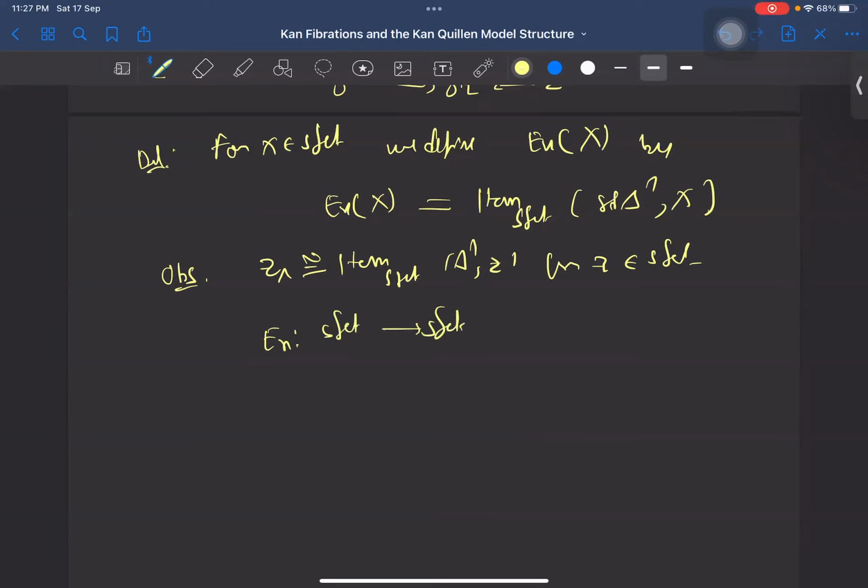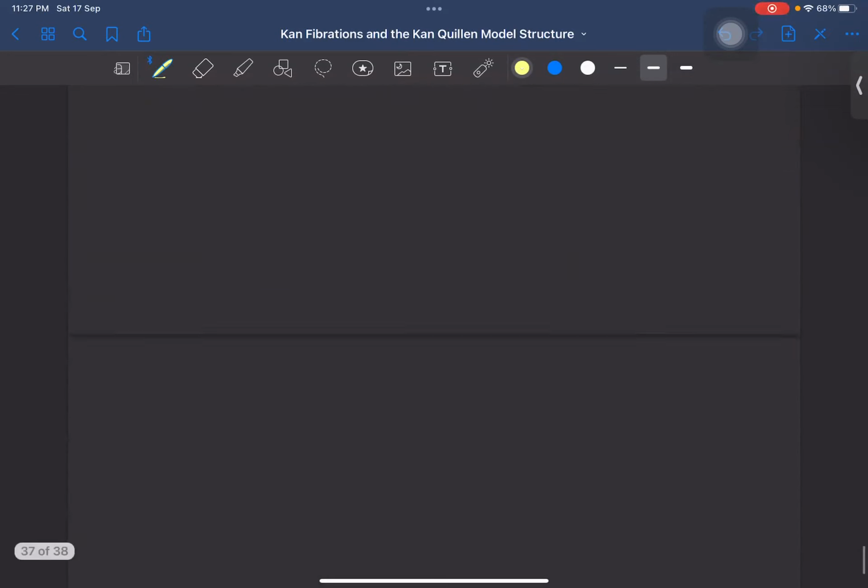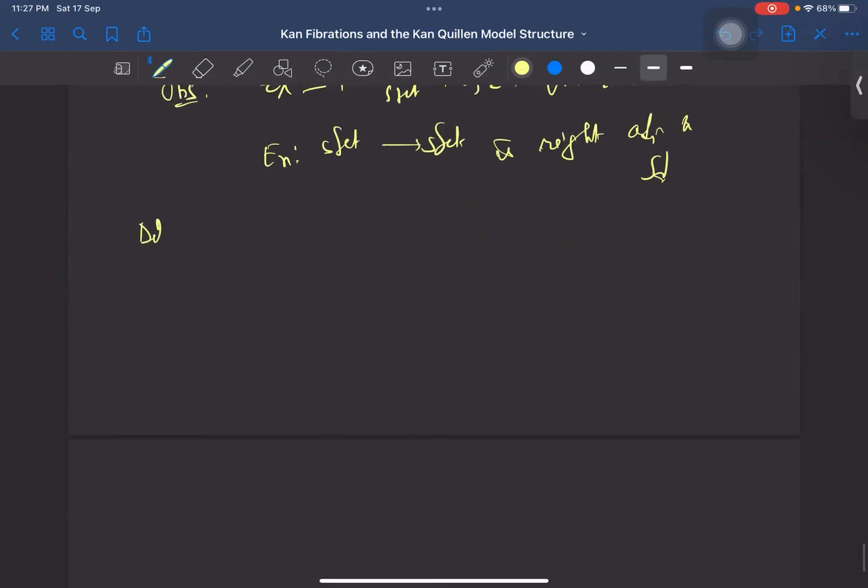Something that I didn't mention: Kant's original paper on the x functor, which you can find on NLab or anywhere, is worth a read. It is right adjoint to the subdivision functor. Let me define a few more things before wrapping up this section.